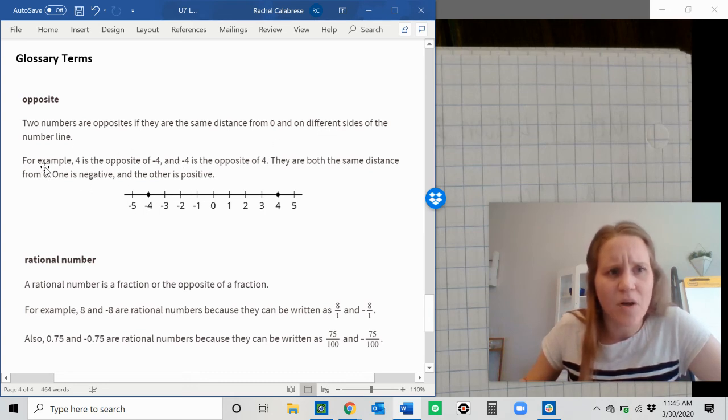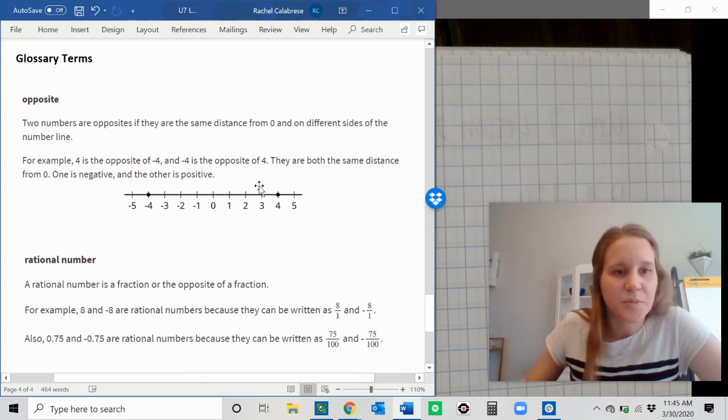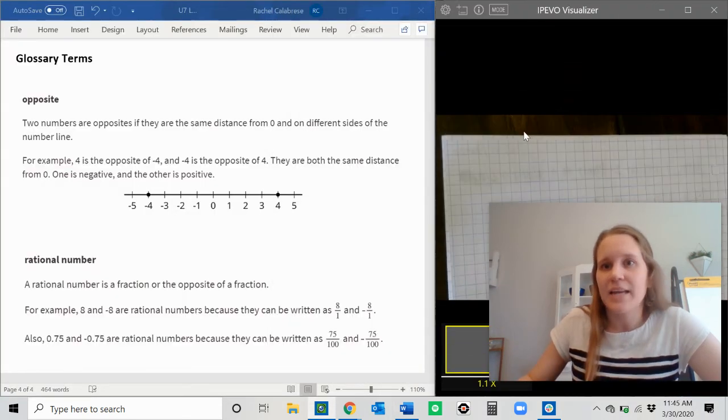And then here's an example. For example, 4 is the opposite of negative 4, and negative 4 is the opposite of 4. They are both the same distance from zero. One is negative and the other is positive. Okay, I'm going to copy this first sentence exactly. Go ahead and do that with me.